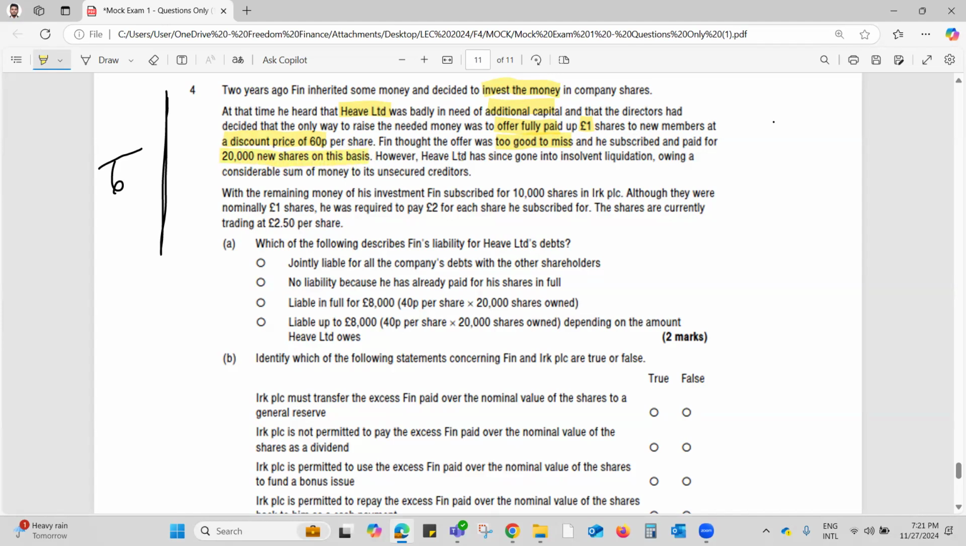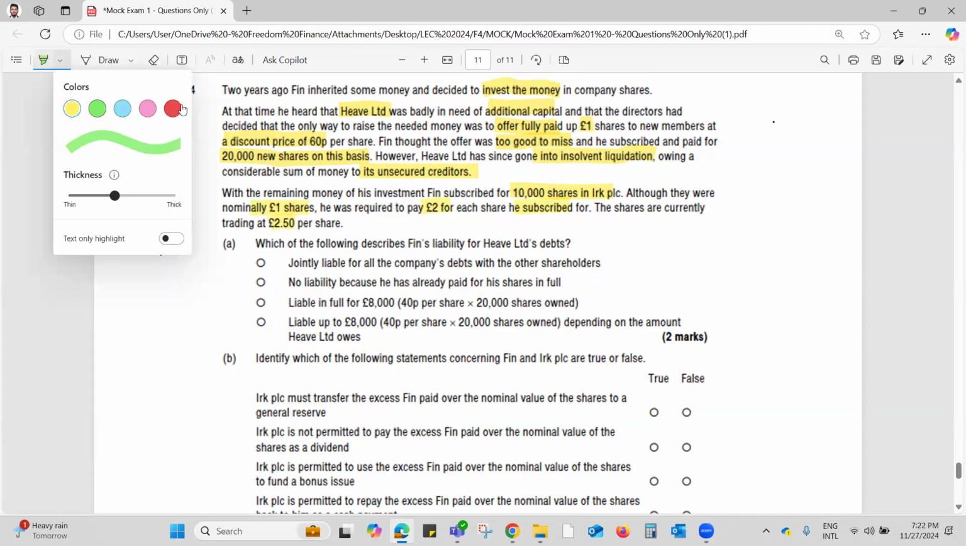However, H Limited has since gone into insolvent liquidation, owing a considerable sum of money to its unsecured creditors. With the remaining money of his investment, Finn subscribed for 10,000 shares in IPLC, although they were nominally £1 per share, but he was required to pay £2 for each share he subscribed. The shares are currently trading at $2.5 per share.